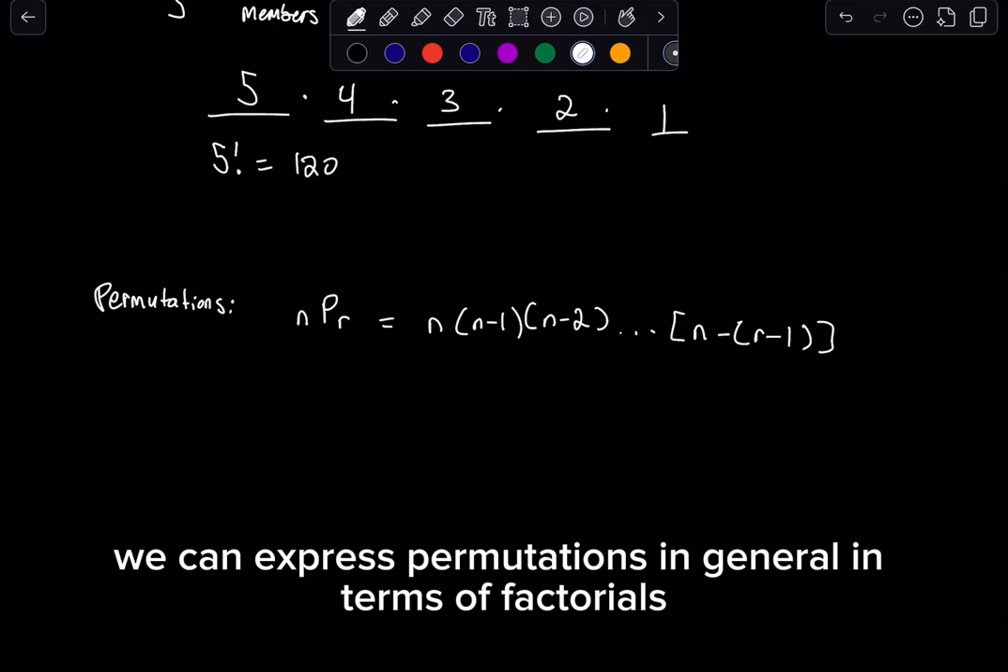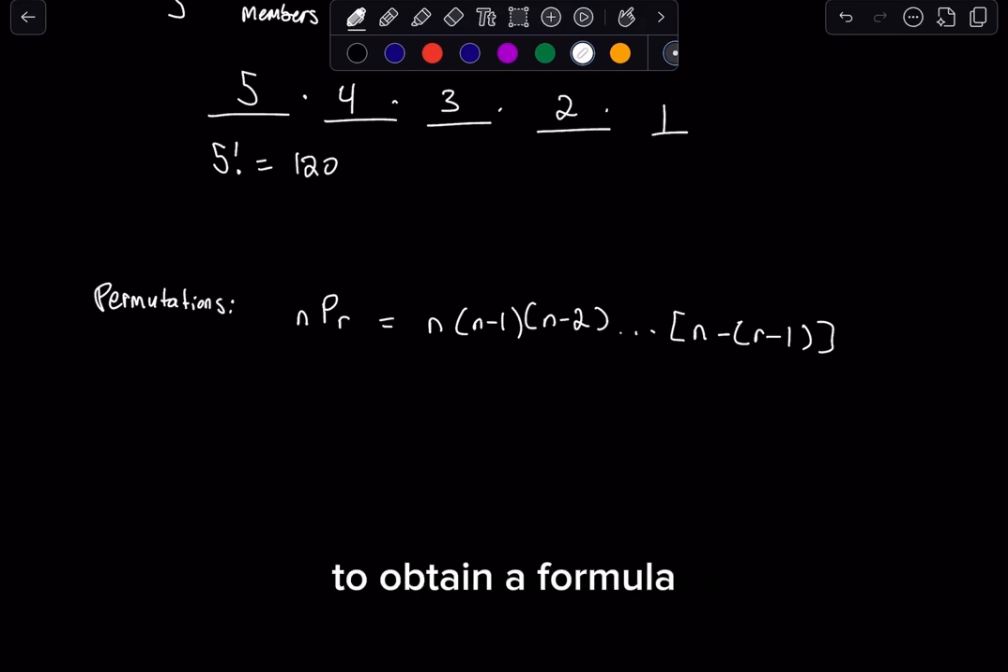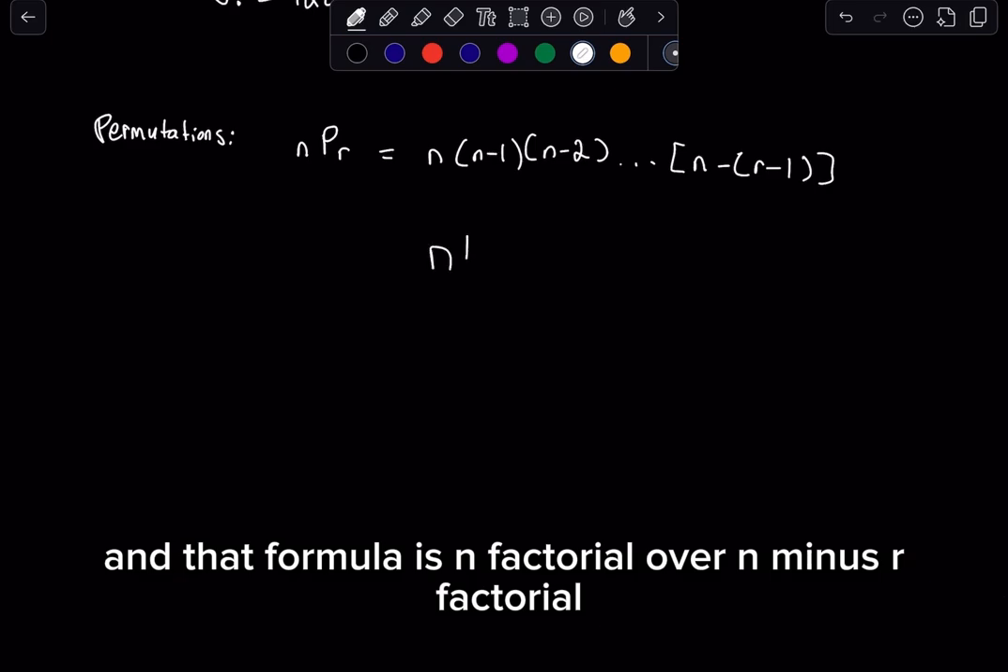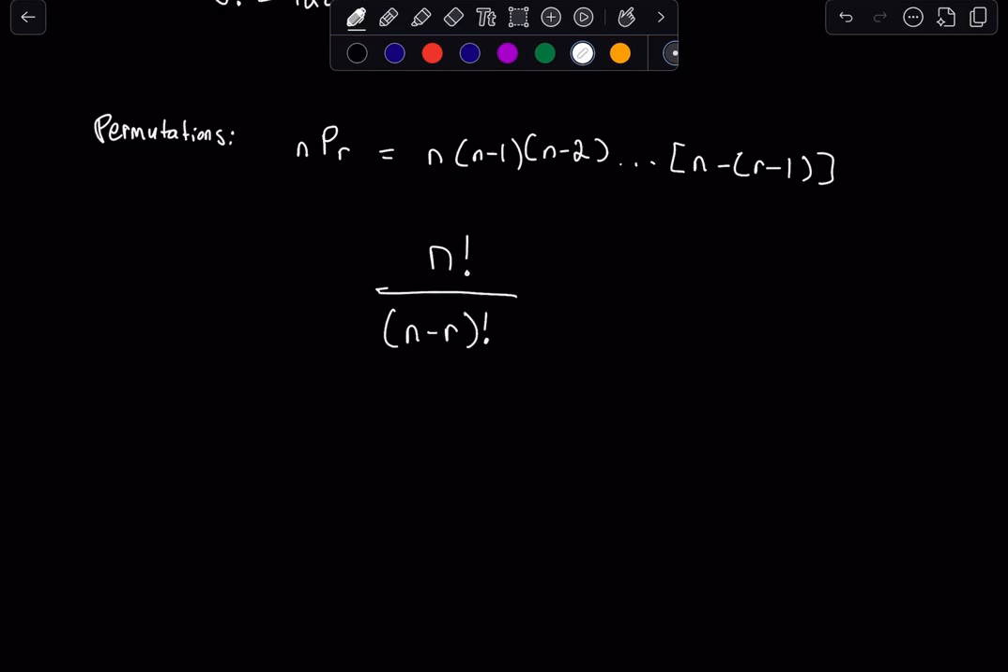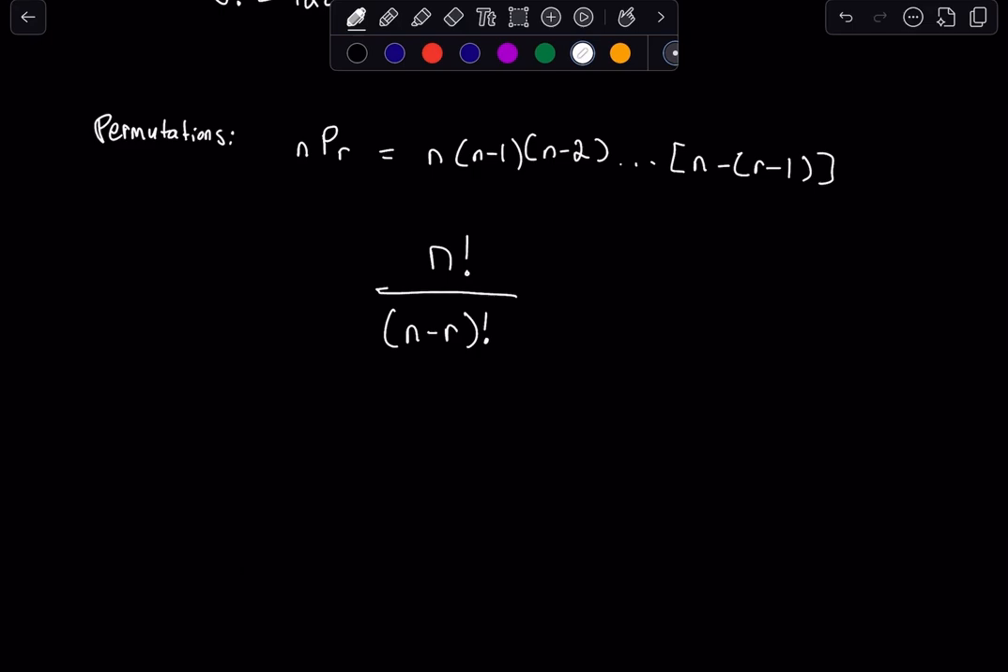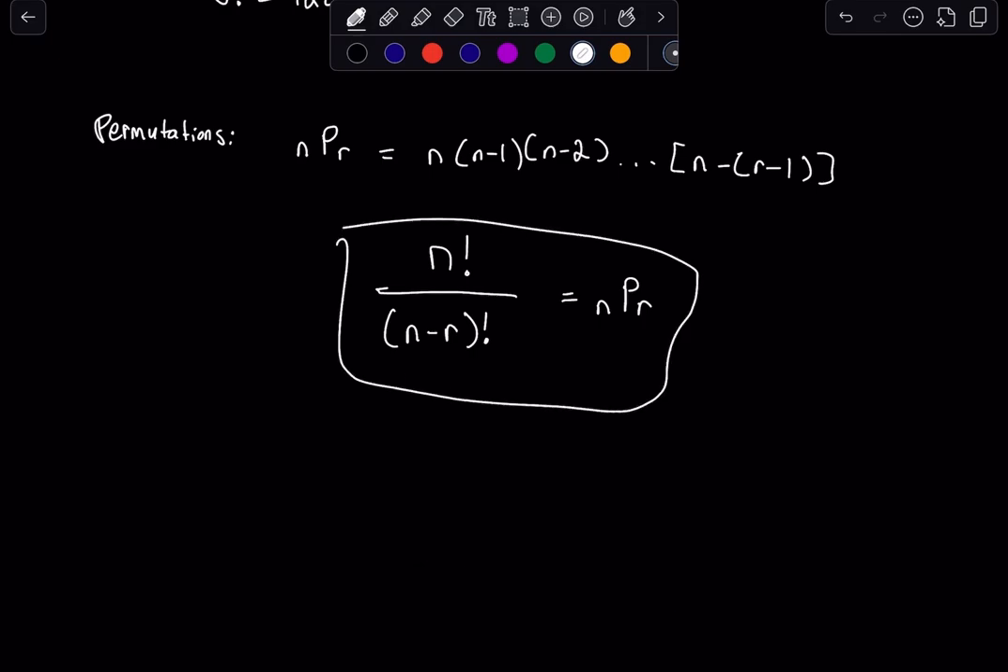We can express permutations in general in terms of factorials to obtain a formula. And that formula is n factorial over n minus r factorial. And this is a very important formula to memorize for this class. So memorize this for permutations. So we could do a couple of examples.